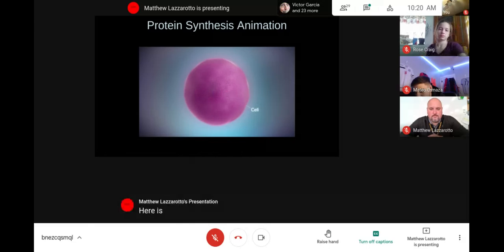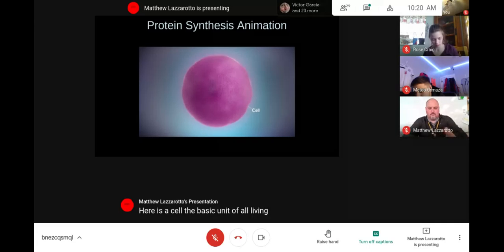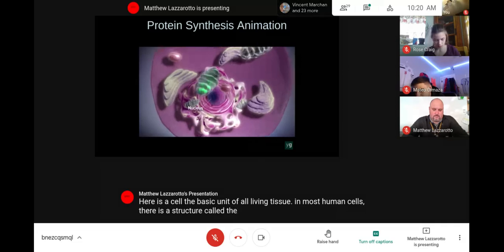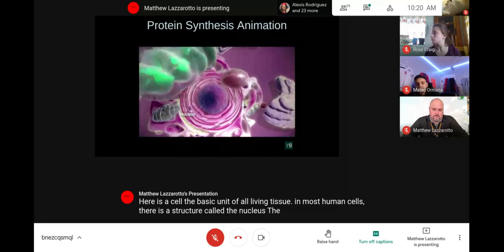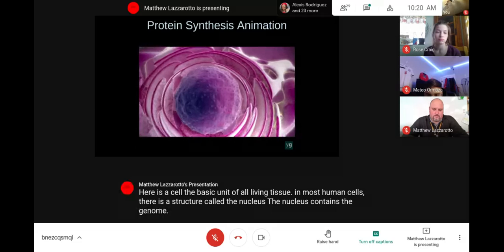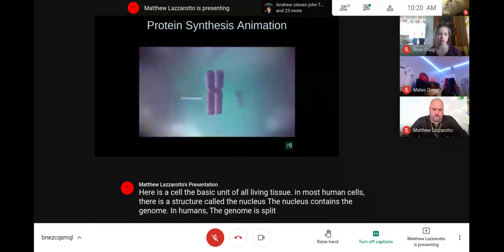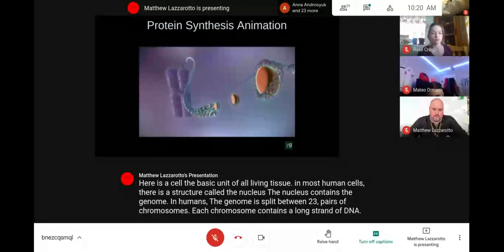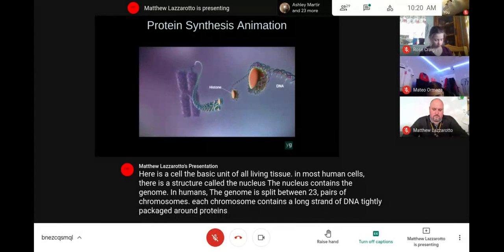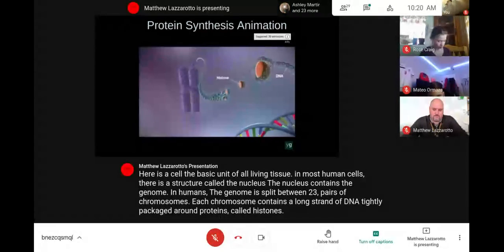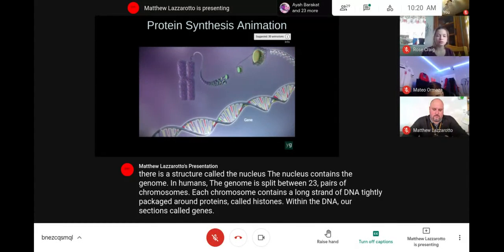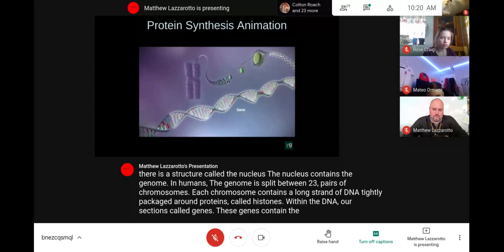Here is a cell, the basic unit of all living tissue. In most human cells, there is a structure called the nucleus. The nucleus contains the genome. In human, the genome is split between 23 pairs of chromosomes. Each chromosome contains a long strand of DNA, tightly packaged around proteins called histones. Within the DNA are sections called genes. These genes contain the instructions for making proteins.